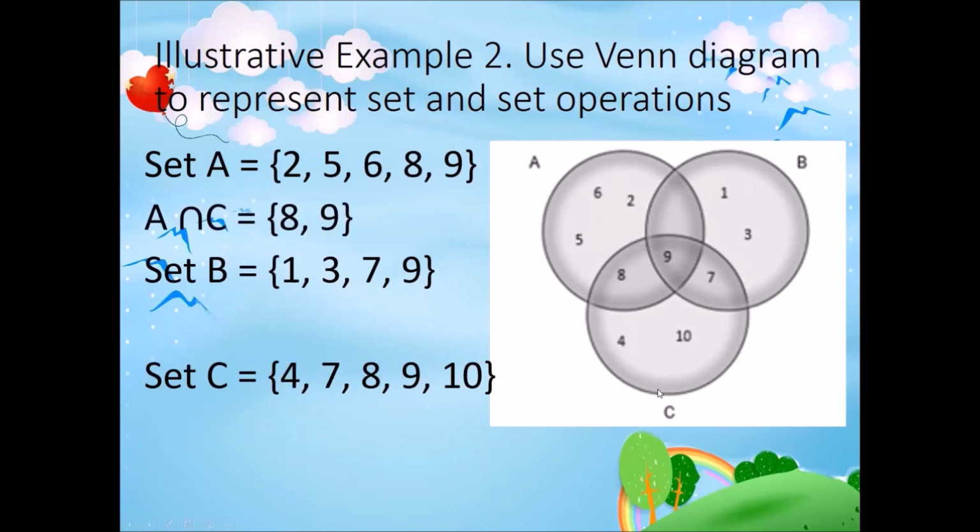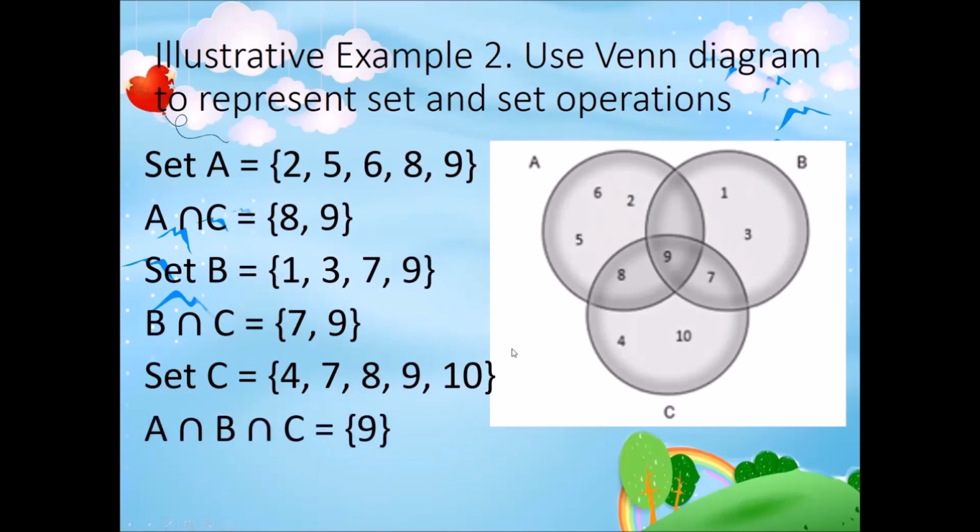So if we find the intersection of the given sets, like set A intersection set C, ano ang parehas na element na mayroon ang set A at set C? At yun ay ang elements na 8 and 9. Then set B and set C. The intersection of set B and set C has elements of 7 and 9.